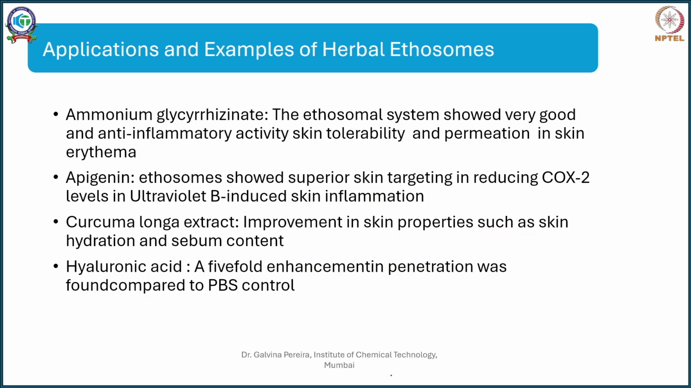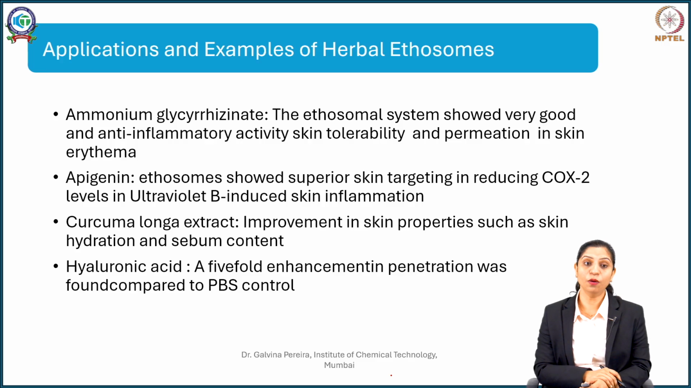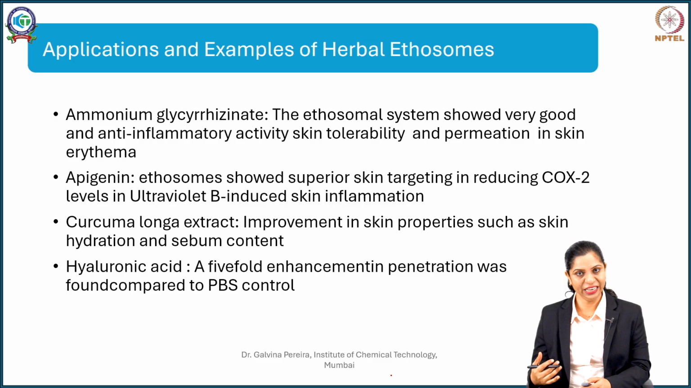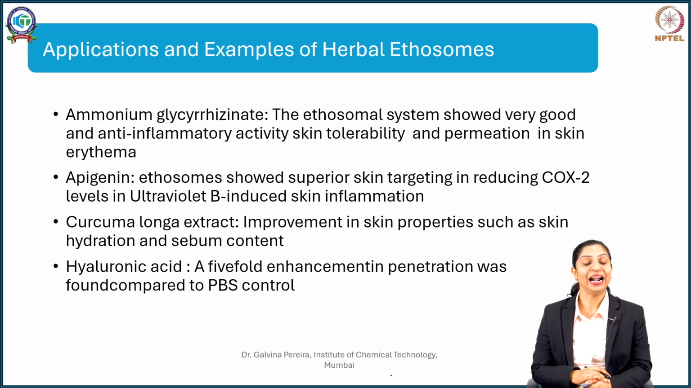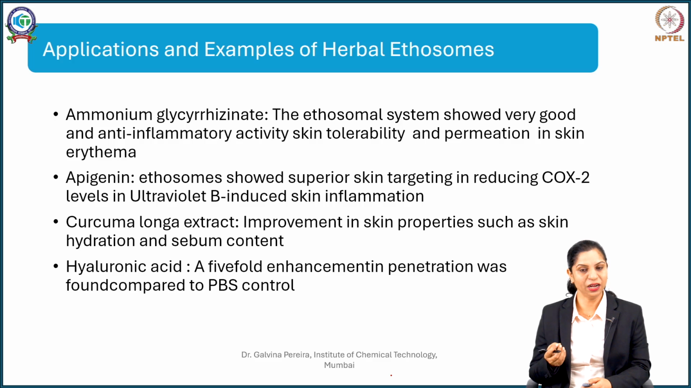So let's see a few applications. A few examples of applications of herbal ethosomes. Ethosomes of ammonium glycyrrhizinate were actually evaluated on humans as a clinical trial. It showed that the ethosomes possessed very good anti-inflammatory activity, good skin permeation even in cases of skin erythema, as well as skin tolerability.